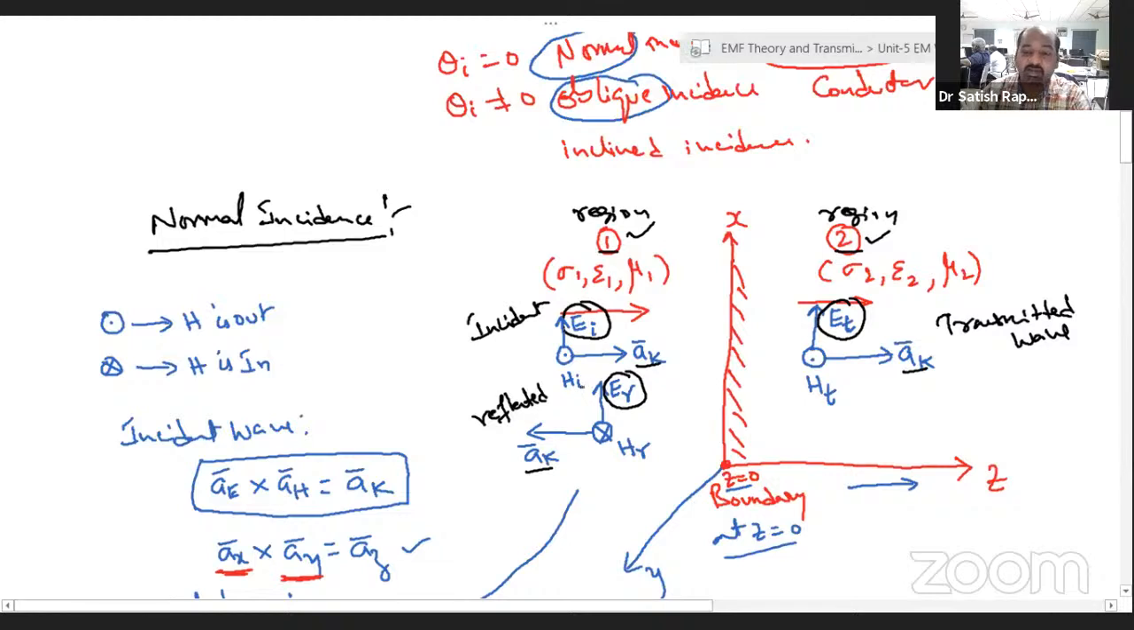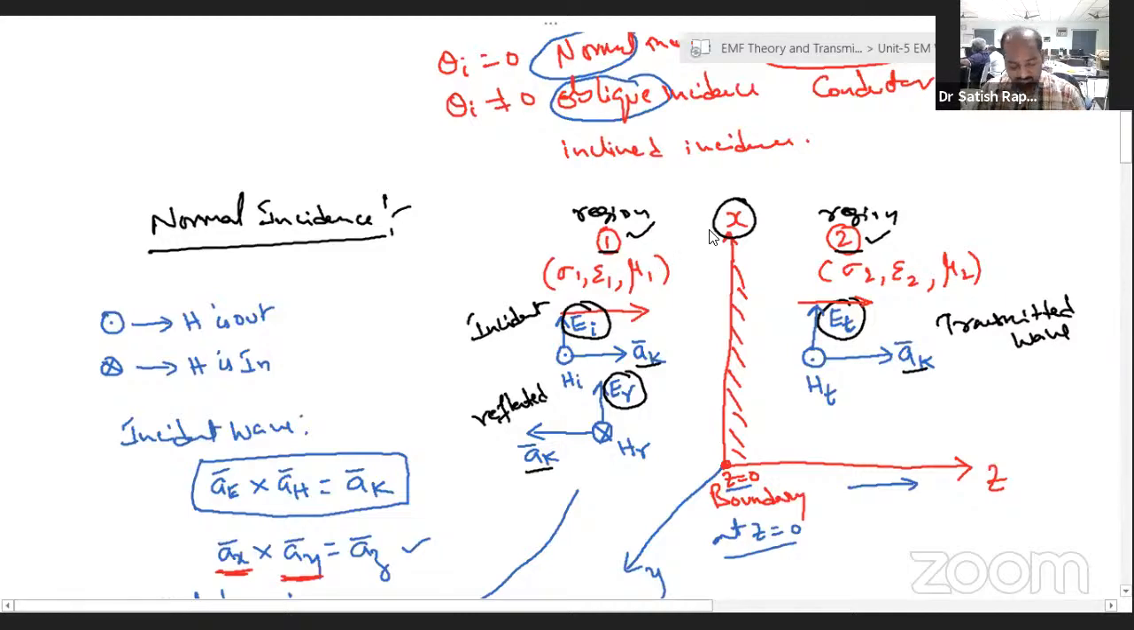Incident electric field, transmitted electric field, and reflected electric field. The direction is the same, right? The direction can be indicated using a coordinate system. So here this is x, so therefore the direction of the electric field component is in the x direction, ax bar, right?